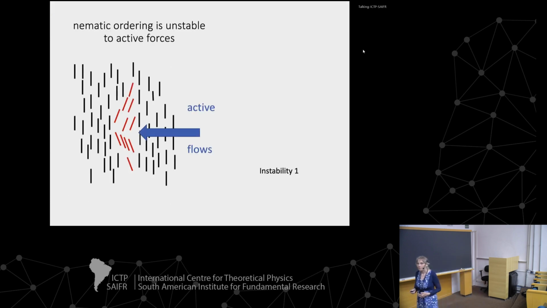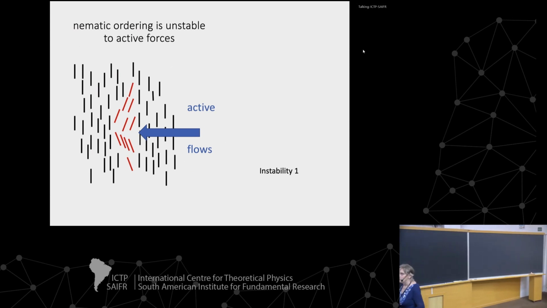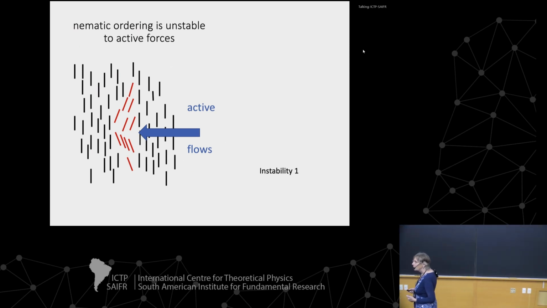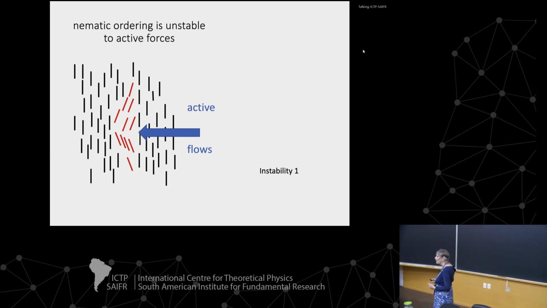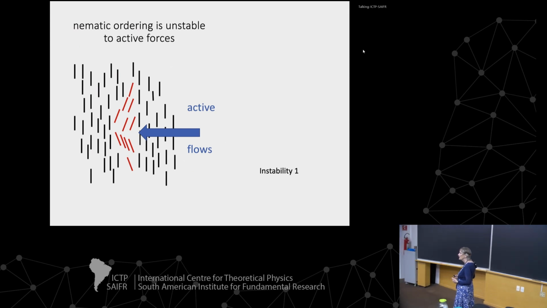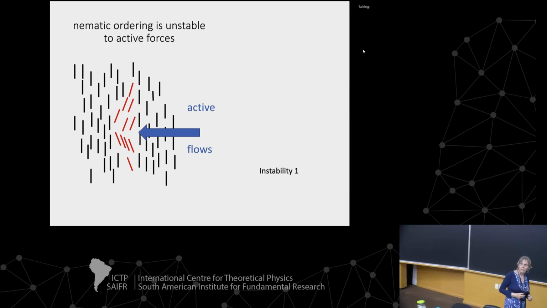I don't know if you are going to explain that, but contracting and extensing are related to what? Like pusher and puller? Extensile is when the flows go outwards from the ends of the thing, so that's a pusher. Contractile is a puller.